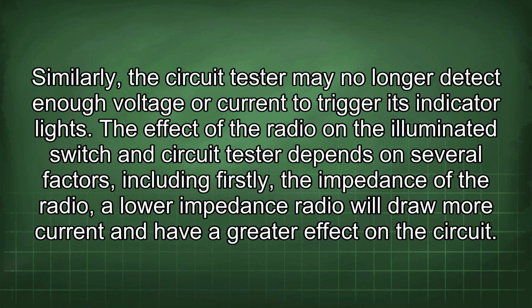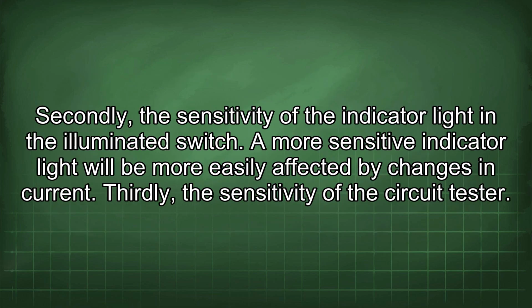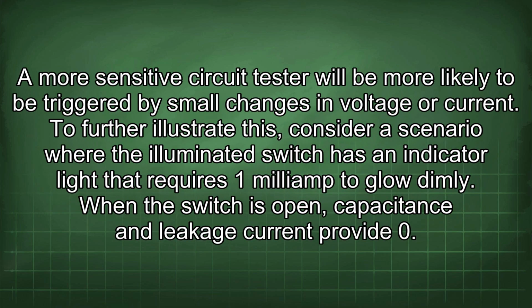The effect of the radio on the illuminated switch and circuit tester depends on several factors, including, firstly, the impedance of the radio. A lower impedance radio will draw more current and have a greater effect on the circuit. Secondly, the sensitivity of the indicator light in the illuminated switch. A more sensitive indicator light will be more easily affected by changes in current. Thirdly, the sensitivity of the circuit tester. A more sensitive circuit tester will be more likely to be triggered by small changes in voltage or current.